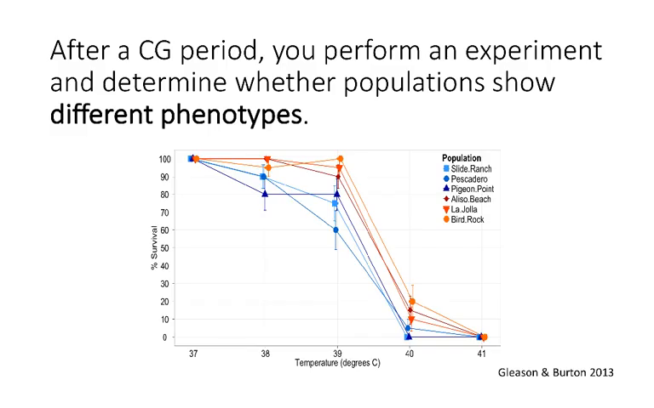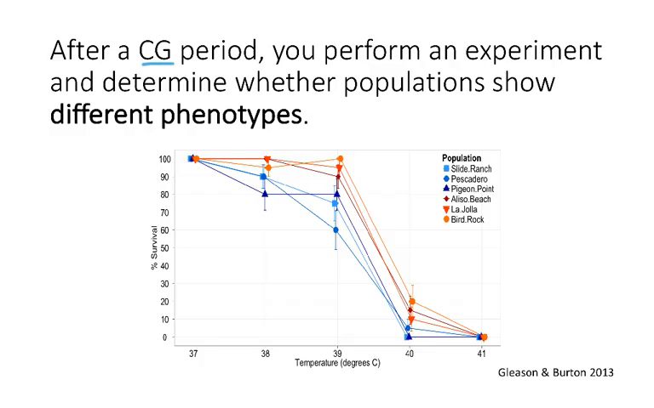So after you do this common garden period, then you would perform an experiment and determine whether your populations show different phenotypes. Again, phenotypes are these observable physical characteristics. They're kind of gross metrics, like survival is one that's commonly used. So you can just determine whether individuals live or die. For both the approaches we're going to talk about in this video, the common garden or the reciprocal transplant, both of those types of experiments are looking at phenotypes.